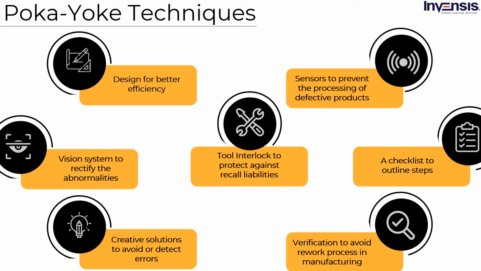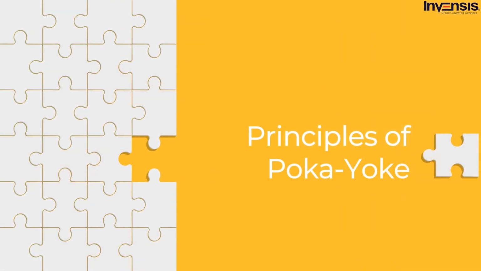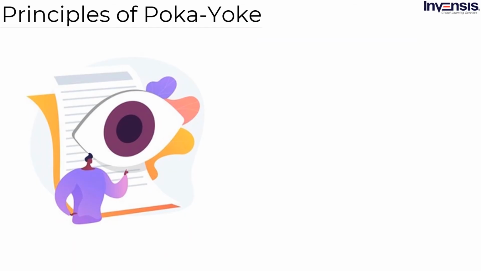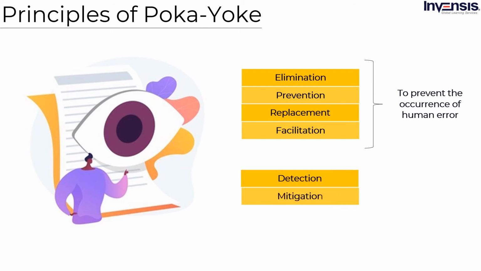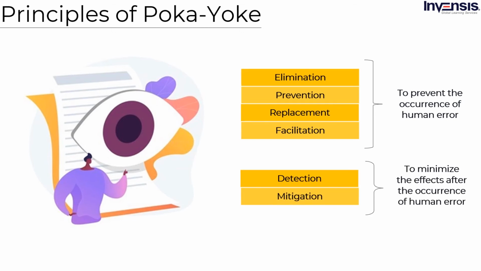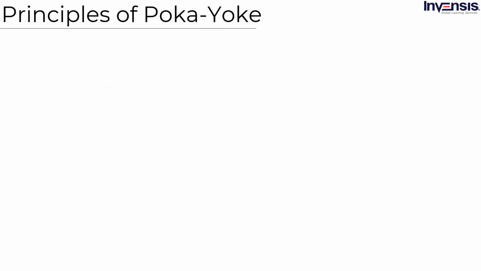After knowing various techniques of Poka-Yoke, let us now see the 6 principles of Poka-Yoke. Principles of Poka-Yoke. Poka-Yoke is based on 6 principles. Here is the list mentioned in the order of preference. This can also be divided into 2 categories. Elimination, prevention, replacement, and facilitation can be implemented to prevent the occurrence of human error. Then, the other 2, detection and mitigation combined, are used to minimize the effects after the occurrence of human error. Now let us understand each of them in detail.